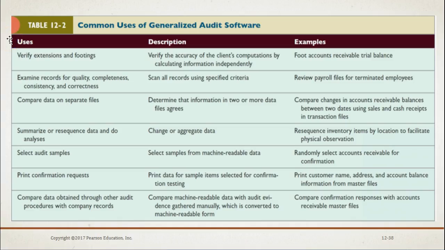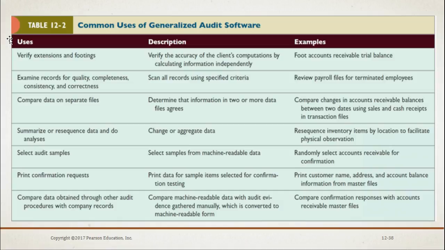Table 12-2 includes some of the common uses of generalized audit software. Generalized audit software is used to do parallel simulation. Audit uses include the comparison of data on separate files, the examination of records for quality, completeness, consistency, and correctness, the selection of audit samples, the summary of data for analysis, and comparing data through other audit procedures with company records. You can find Table 12-2 on page 389 of your textbook.